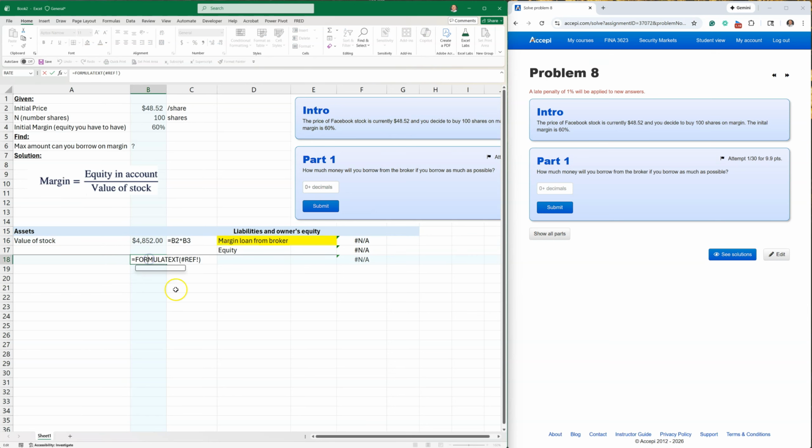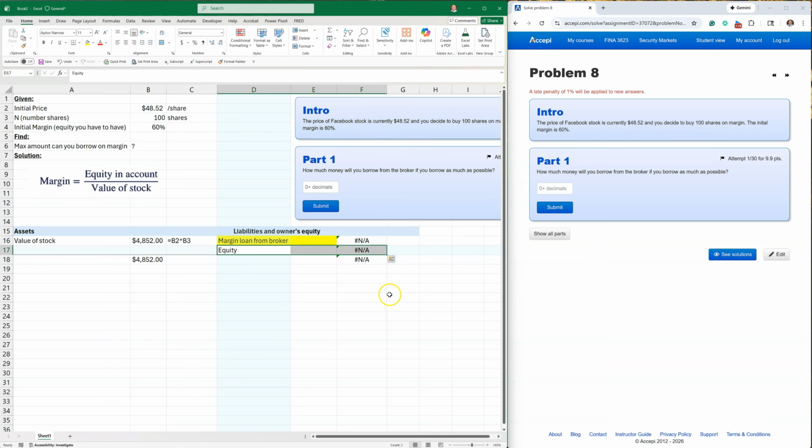By the way, this should just be the sum, so I'm going to use auto sum. My assets are going to be 48.52 times 100. Now my equity, you can solve this: equity is equal to the value of stock times the margin. That's how much equity I have to have. Then my loan is going to be equal to my total assets minus my equity. And of course, if you did it right, these should sum together.